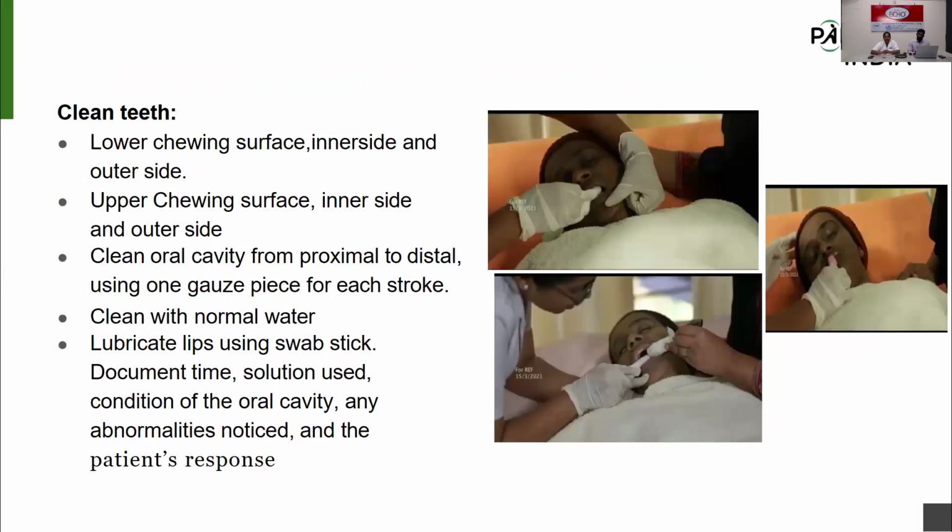And after that, these are the main points you have to remember. While we are cleaning the teeth, we have to clean the lower chewing surface, inner side and outer side. Got it? Lower chewing surface, inner side and outer side. Then the upper chewing surface, inner side and outer side. All these procedures are done in a single stroke manner. Do not rub it, right?